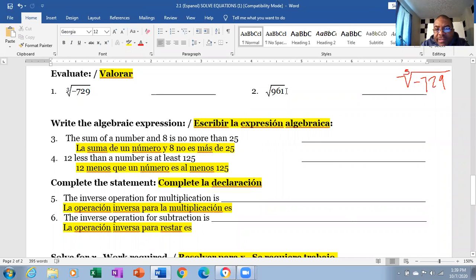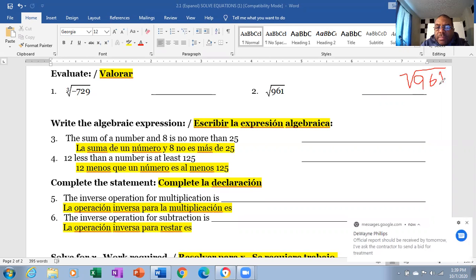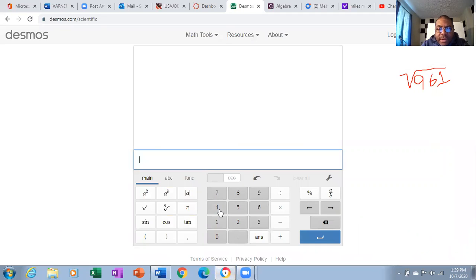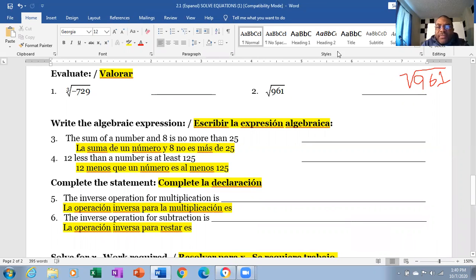We'll do the same thing with 961. I've told you that you should always rewrite things because it helps you to lock it into your brain. So it's going to be the square root of 961. Okay. So now we're going to do this. 961. Answer is 31. Okay. So now we have the answer for that.